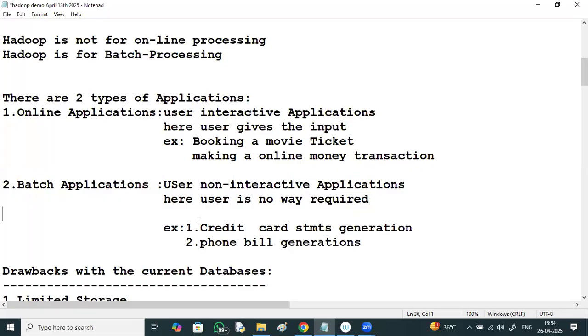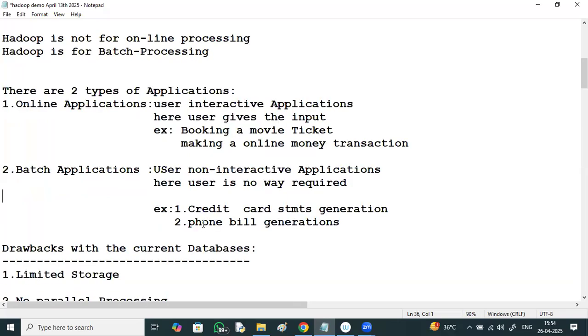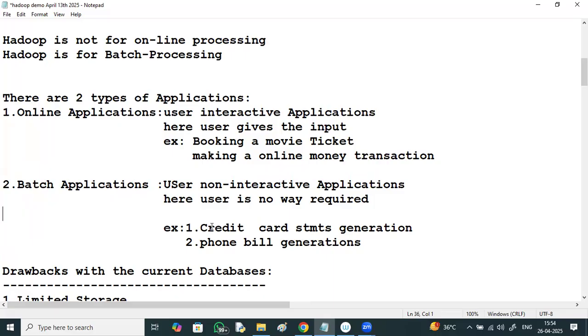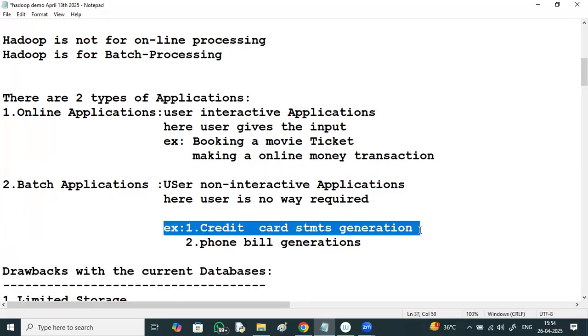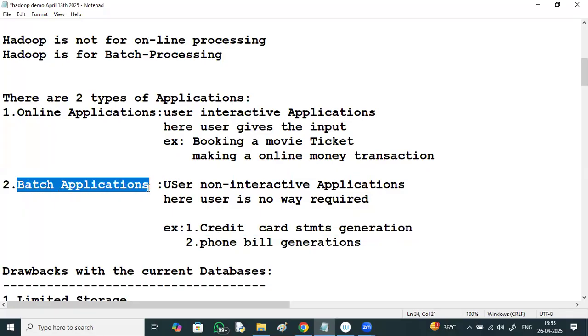So most of the banking applications and financial applications are batch applications. Credit card statements generation, for example, for millions and trillions of customers. The user is nowhere required. Phone bill statement generation, the user is nowhere required. So in this way, millions and trillions. These are called batch applications.